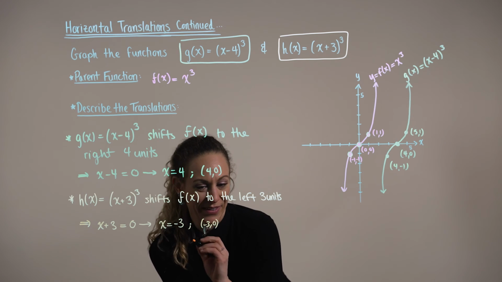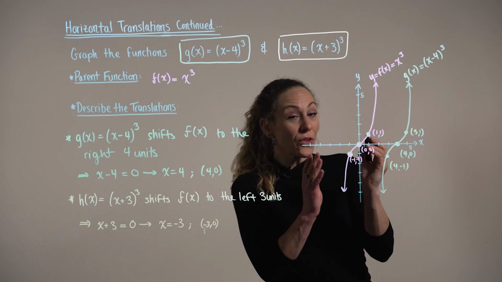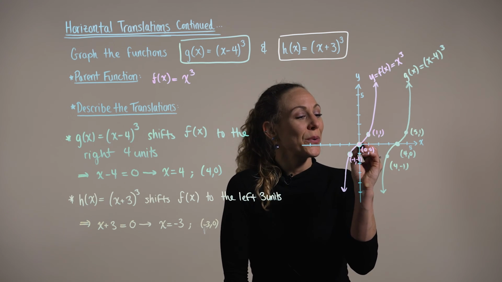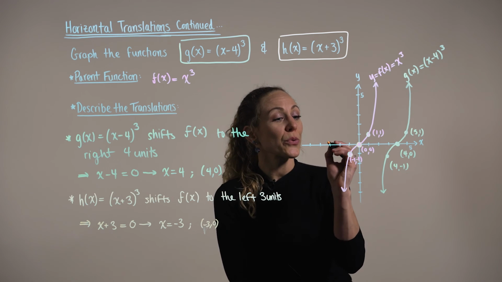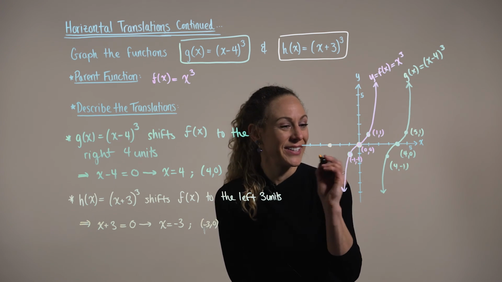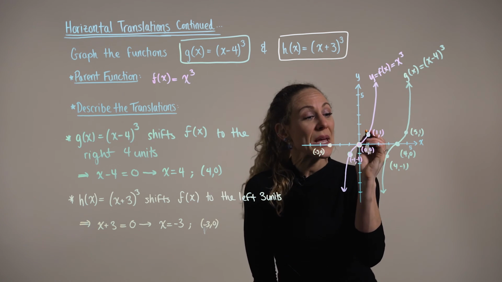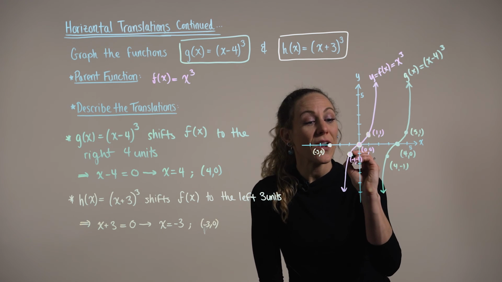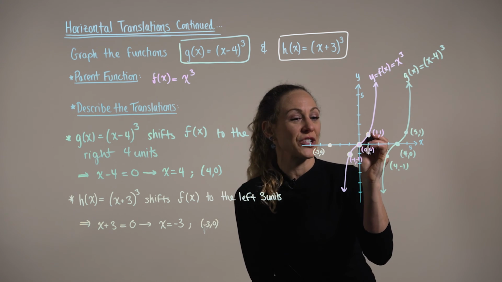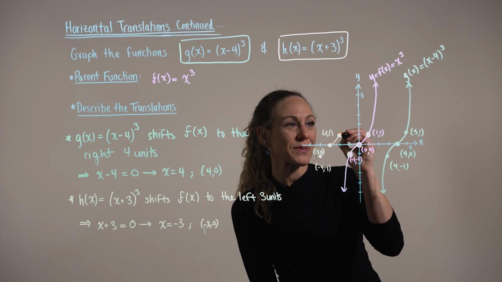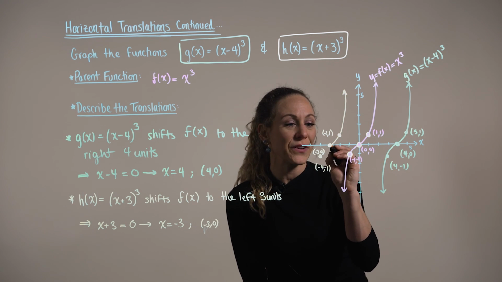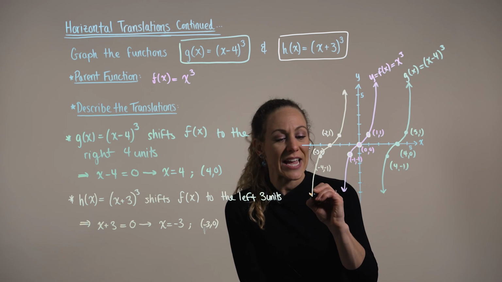-3, 0. So again, looking at the graph of our parent function, we take this x-intercept and shift it 1, 2, 3 units to the left. And we'll do the same sort of mapping here with our other 2 ordered pairs on the parent function. And connecting these 3 points with a smooth curve, we have the graph for h of x.